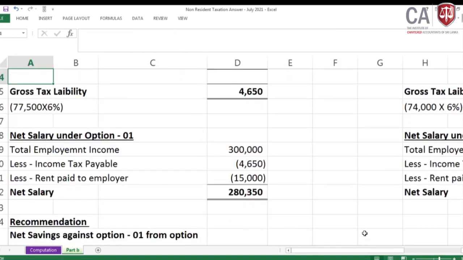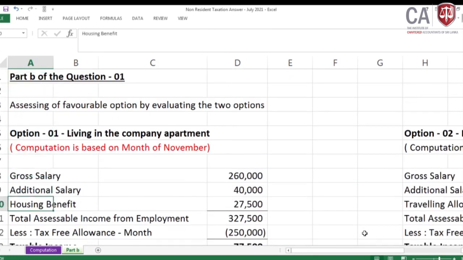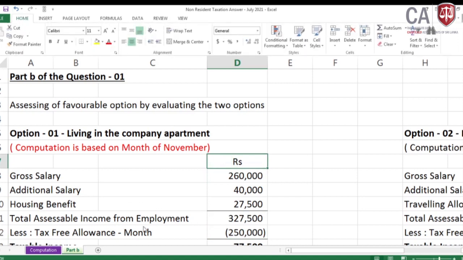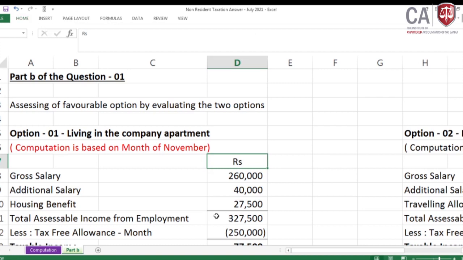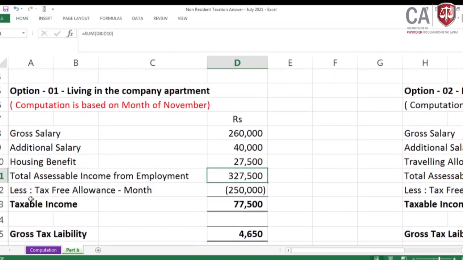Clear? Now we need to add this here. Housing benefit 27,500. The total assessable income from employment is the amalgamation of these. Then this is the value in rupees. After that, you need to take the tax-free allowance of the individual under the relief. This is a tax-free allowance. It's 3 million per annum. Then per month it's 250,000, 3 million divided by 12. Per month is 250,000. The APIT table is designed in this manner.